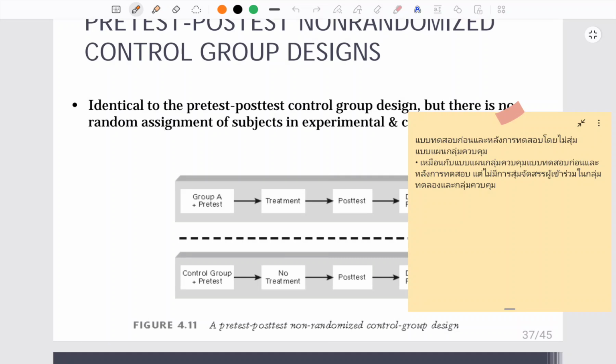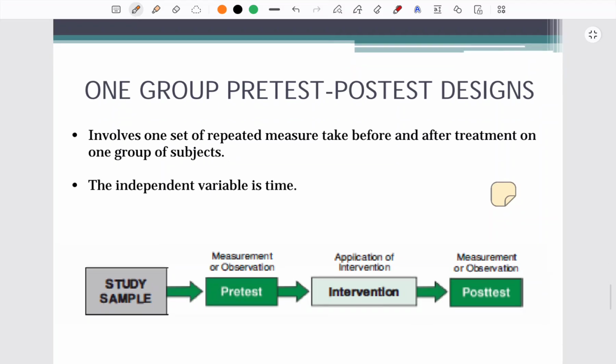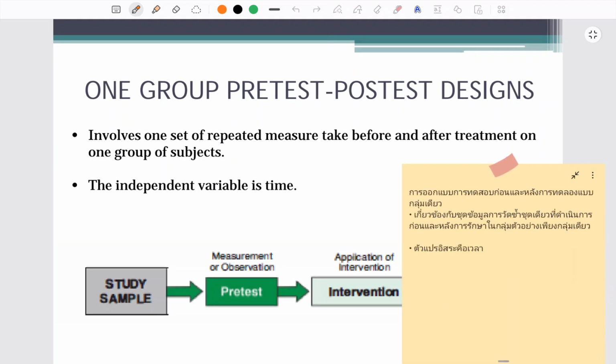Another design we call the one group pre-test post-test design. For this design, you recruit the subjects, then conduct the pre-test, give them the intervention, and give them a post assessment. In this study design, the independent variable is time, because all the subjects receive the same intervention but at different points in time.